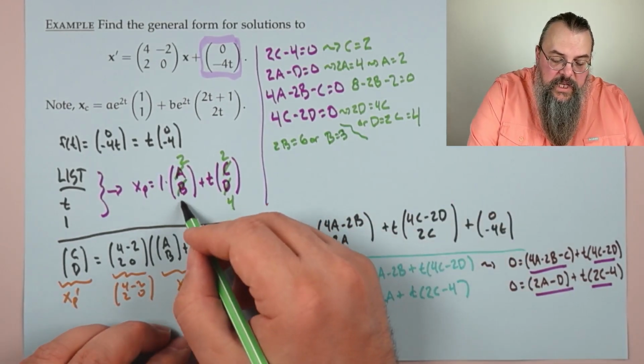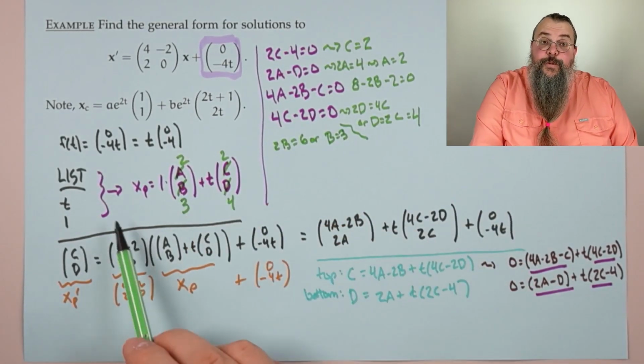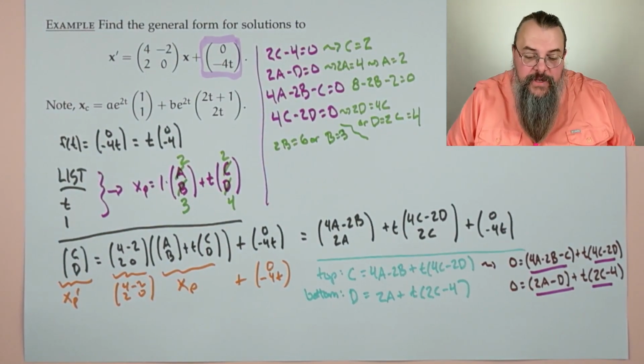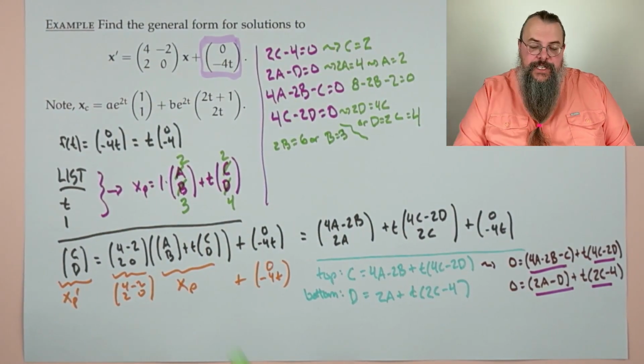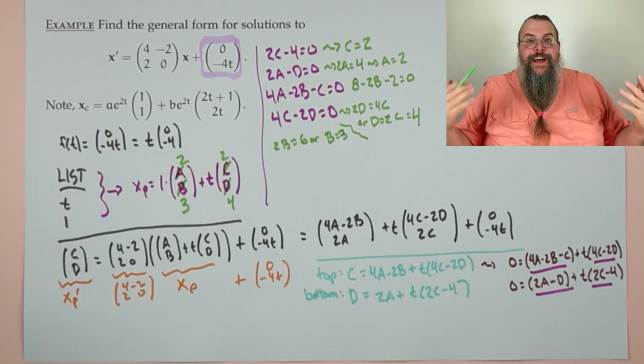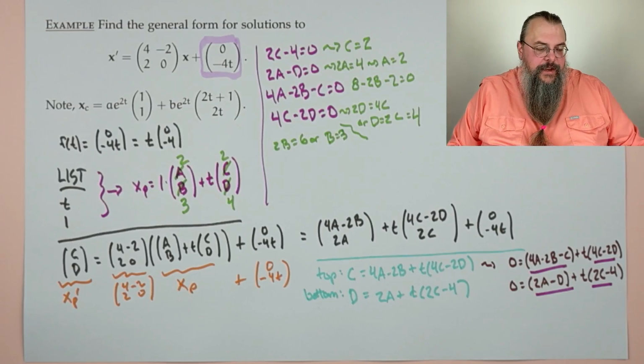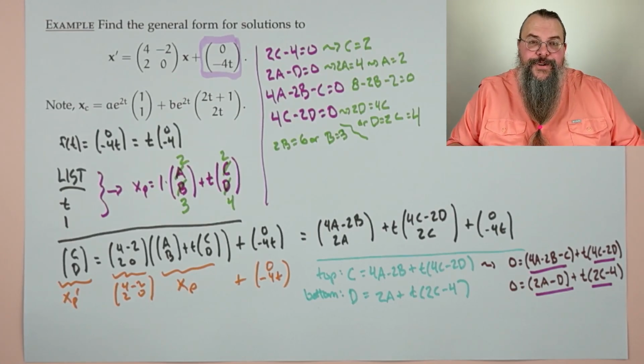So now we know b, which means we've got our xp. All right, so how do we finish it? Well, we've already got xc because it was given to us. How nice of them to do that for us. They must really like us. I think we're probably one of their favorite students.